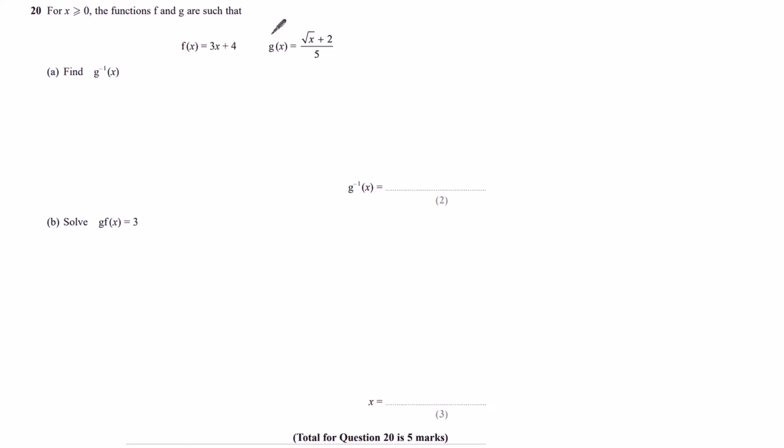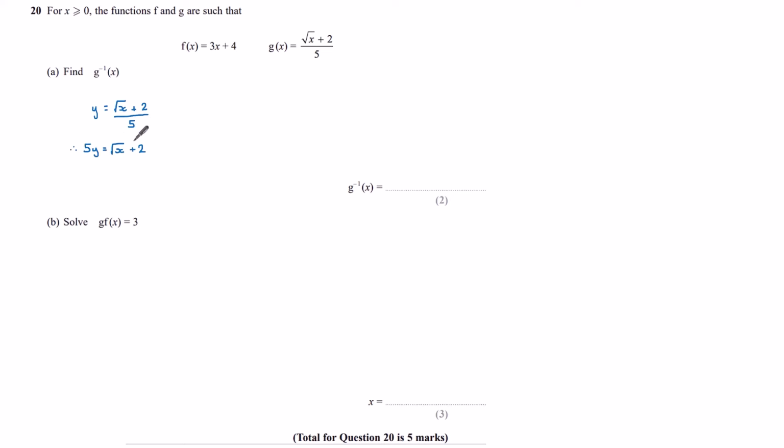Now, typically to find this, I will start by writing g of x as equal to y. So I'll let y equal root x plus 2 over 5. The reason I'm doing this is it's just a little bit easier to rearrange, because what I'm looking for is x in terms of y, which will then become my inverse function, and I'll replace my y values with x. And so let's rearrange this to get x in terms of y.